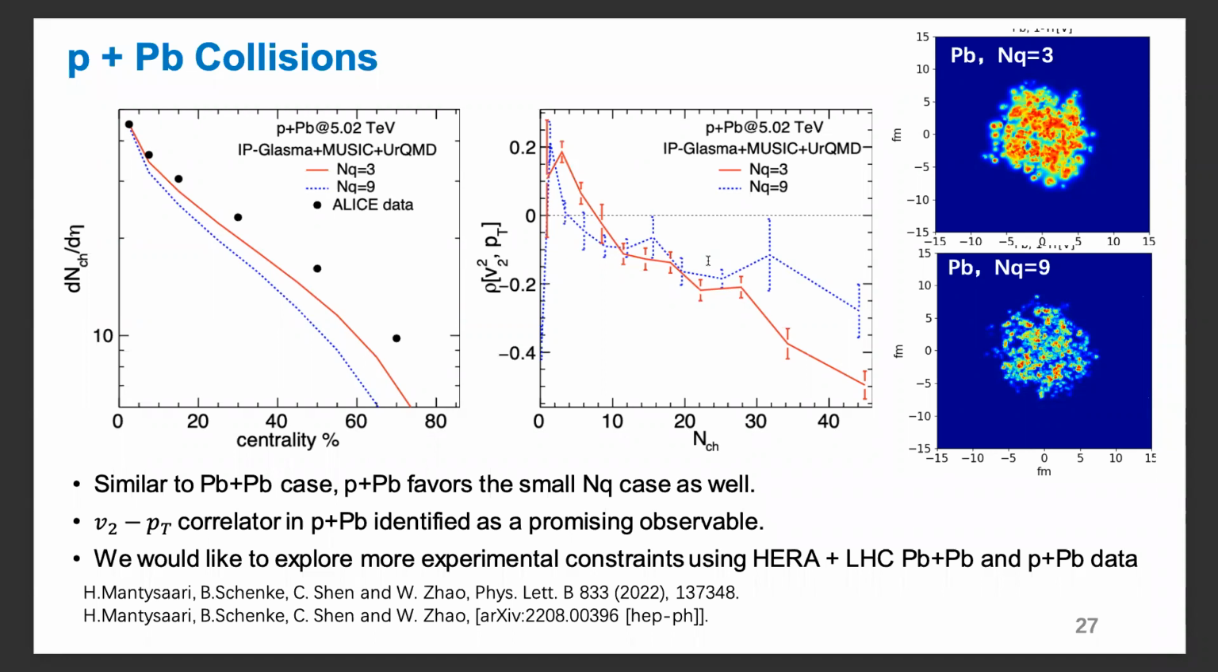In the future, we would like to explore more experimental constraints by using the hadron and LHC light and heavy data to constrain the proton shape.